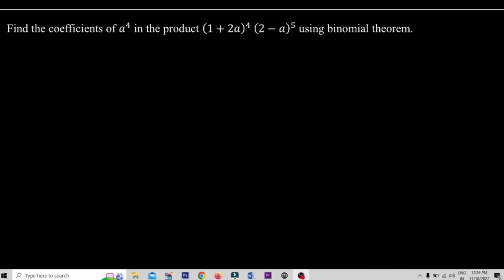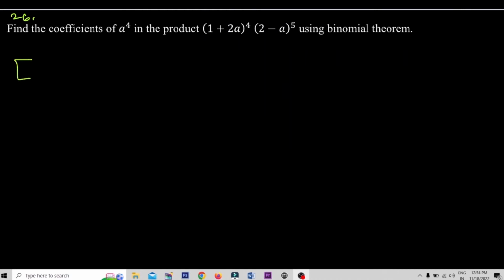This is question number 26 of R.D. Sharma, exercise 18.2. Find the coefficient of a to the power 4 in this product. To get a to the power 4, let us expand.